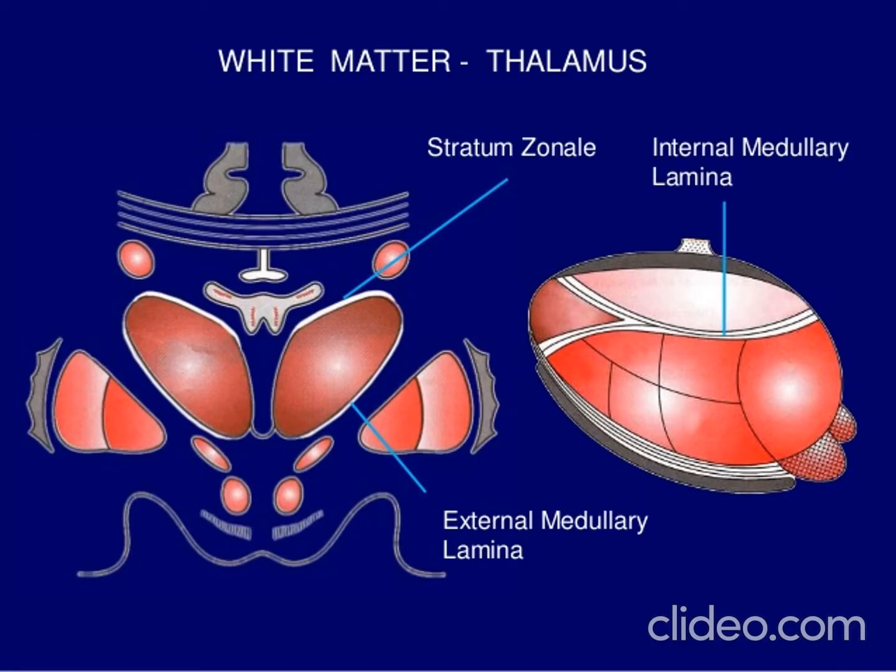And now we are moving to the white matter of the thalamus. The thalamus, which is grey matter, is surrounded by some thin layers of white matter on its superior surface, on the lateral surface, and within the thalamus.